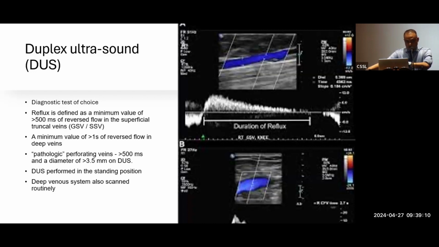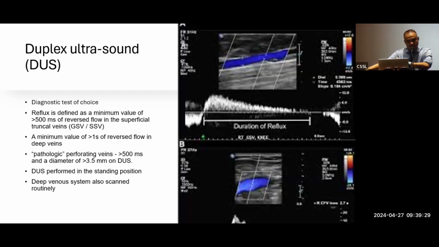Then the question that we discussed with Malaka earlier was about the perforators. How do you define a clinical perforator or clinically significant perforator? Again, it's a perforator which demonstrates more than 500 milliseconds, or more than half a second, of reflux, generally also more than 3 to 3.5 millimeters in diameter.